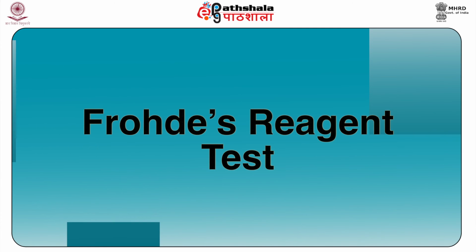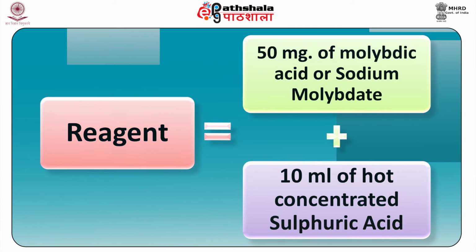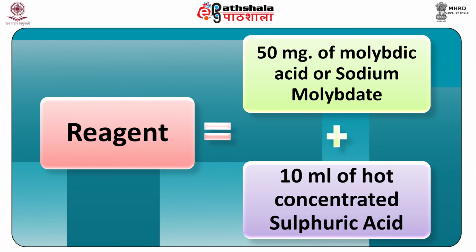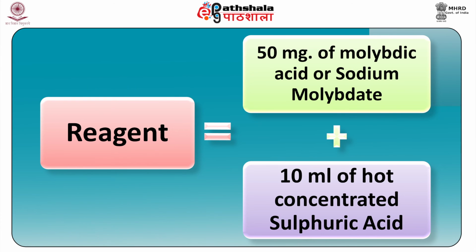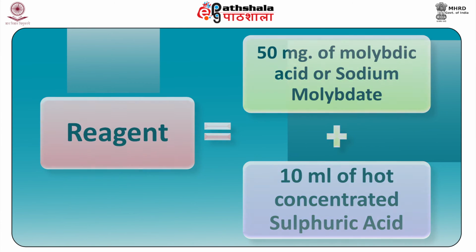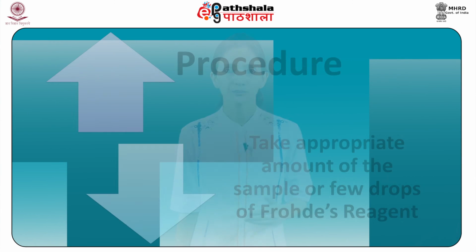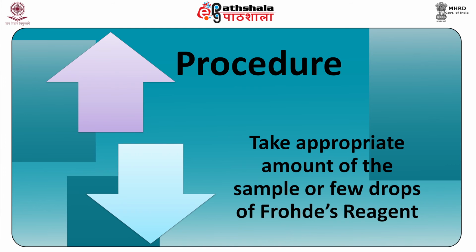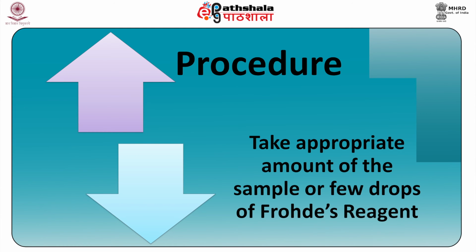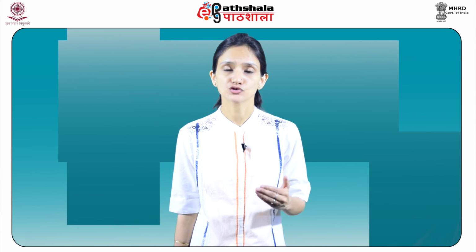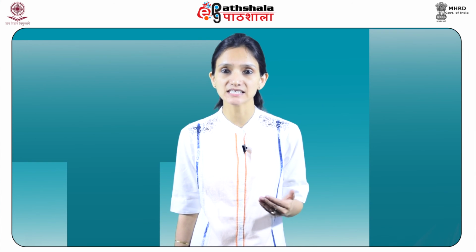Next is Froehde's reagent test. Preparation of reagent: 50 milligrams of molybdic acid or sodium molybdate is dissolved in 10 ml of hot concentrated sulfuric acid. The resulting solution should be colorless. Procedure: take an appropriate amount of the sample and add a few drops of Froehde's reagent. Olive green changes to blue, which changes to green, indicating the presence of LSD.